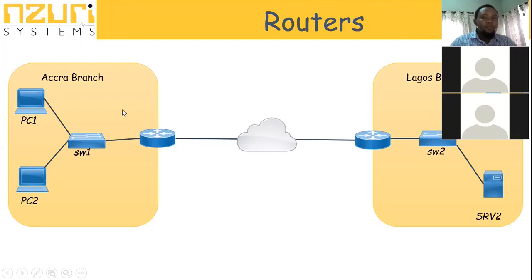If you look at this Accra branch, it's a network on its own. If you go out there to the internet, that's a different network on its own. So routers have the capability to do that for you. They connect different networks together. That's the only way we can move any data across.